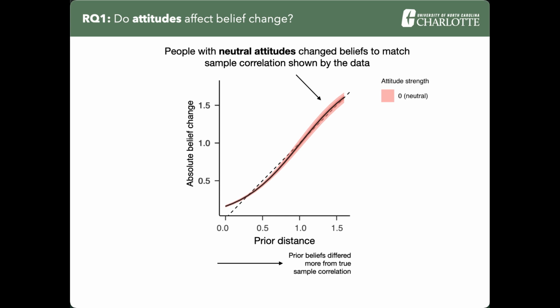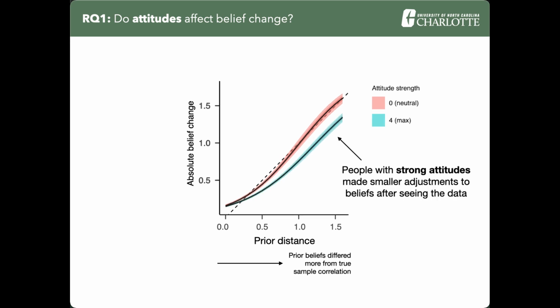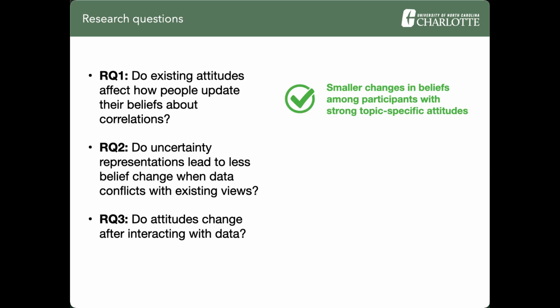However, among people who had a strong attitude, when their prior belief differed from the sample correlation, they made smaller adjustments on average. So it's not the case that people with strong attitudes are completely ignoring the data, but their posterior belief represents more of a compromise between their prior belief and what the data suggests. Our results show that, yes, when presented with statistical evidence in the form of these scatterplot visualizations, among those people who had strong existing attitudes, they showed smaller changes in beliefs in response to the data.